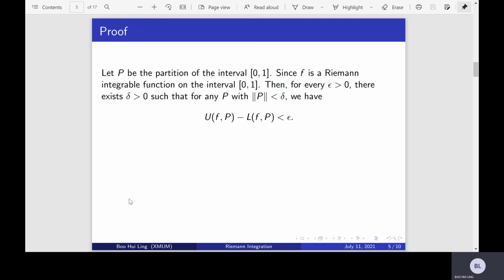Let P be a partition of the interval between 0 and 1. Since f is a Riemann integrable function on the interval 0 to 1, we know that for every epsilon greater than 0, there exists a delta greater than 0 such that for any P with norm of P less than delta, the upper sum minus the lower sum is less than epsilon. The norm of P is the maximum length of the intervals in P. So we need to make sure that the norm of P is less than delta.